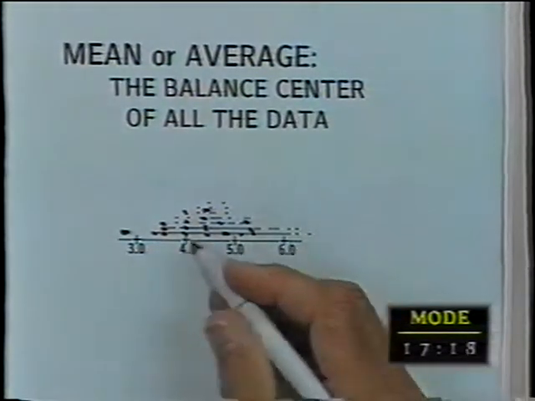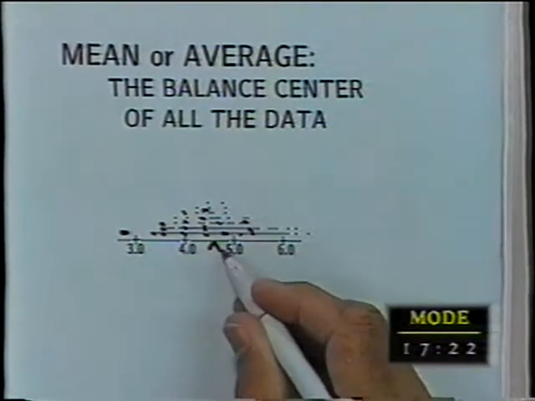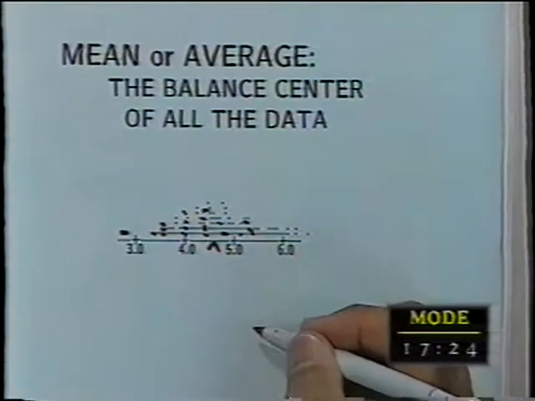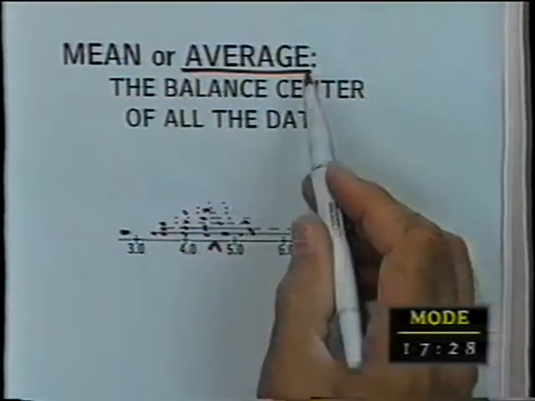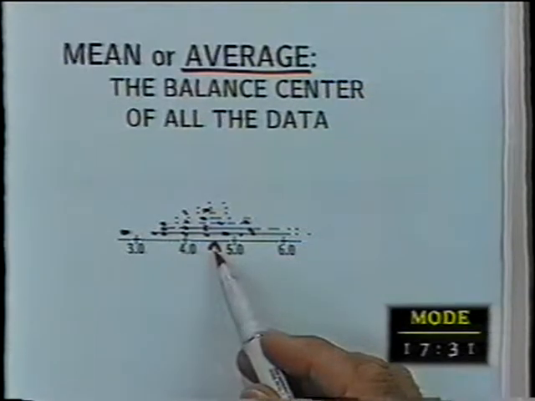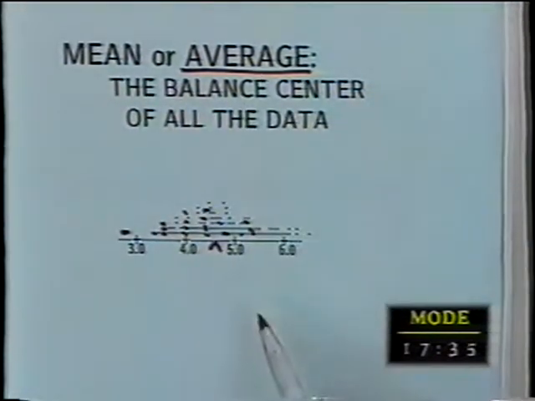Now the problem is, where do I balance that? So I run a knife underneath it, and finally, somewhere, I can just balance that batch of pennies. That balance center is the average. The average is the balance center of the data. Well, what about the mean? Is that the balance center of the data?